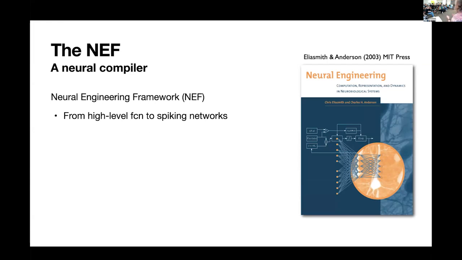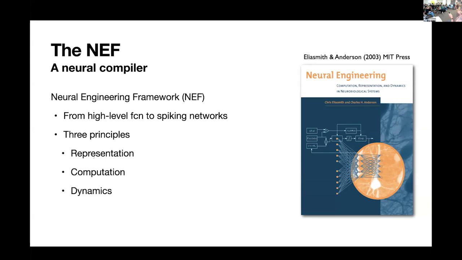Right, so the NEF, I guess I can do this pretty quick. We think of it as a kind of neural compiler, right? So if you have a high-level function that you express as a dynamical system, then you can use these methods for compiling that into a spiking neural network. We introduced three principles. The first is the representation principle.